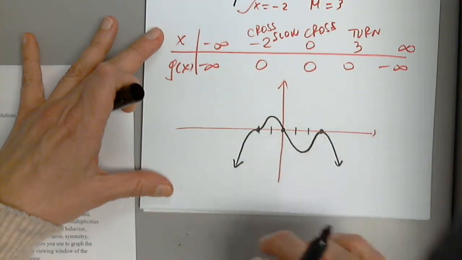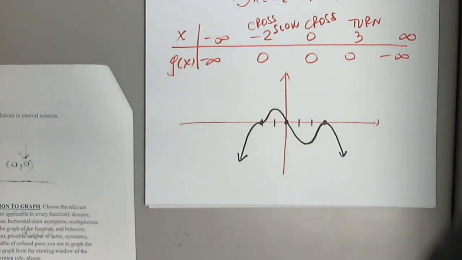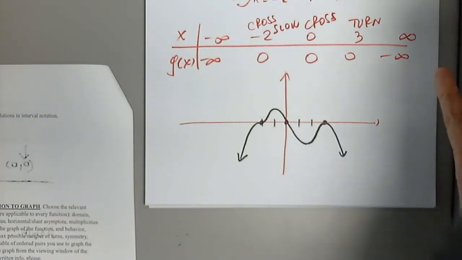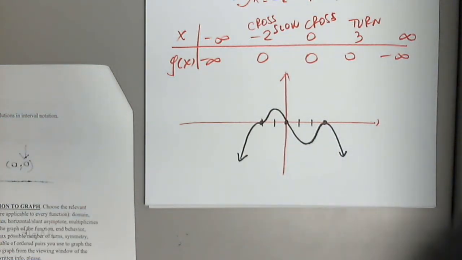So 1, 2, 3 turns, not more than 5. So yes, I will have to graph this with the graphing calculator because I need to determine this maximum and this minimum. So it has a local max, a local min, a local max. I don't need this one because I know it's 3, 0. But for the other two, I need to determine them. Ready? Are you serious? Very serious when it comes to math and some other things.